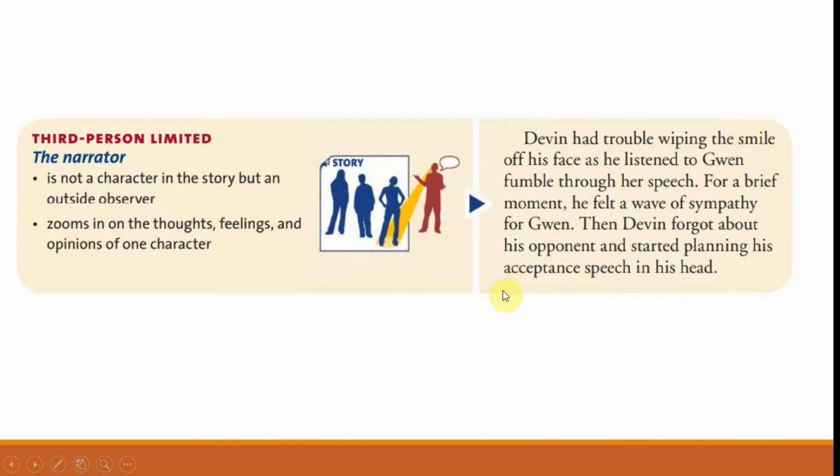Let's look at the example. "Devin had trouble wiping the smile off his face as he listened to Wen fumble through her speech. For a brief moment, he felt a wave of sympathy for Wen. Then Devin forgot about his opponent and started planning his acceptance speech in his head." In this case, the narrator is only telling us about Devin. That means that it is a third person limited type of narrator because he can't explain what is happening in Wen's mind or what she is feeling. Let's look at the next example.